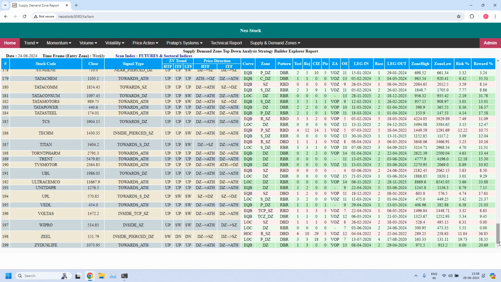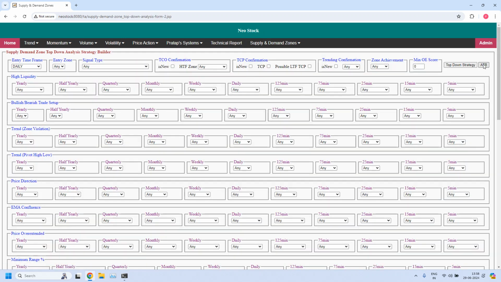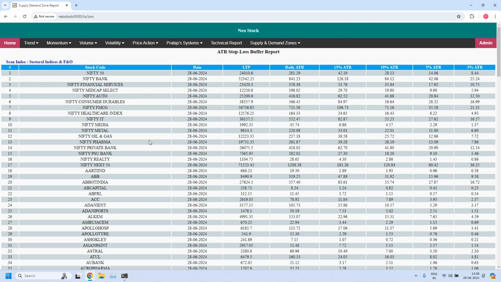So this is about weekly zones, and in the final report let us generate the stop buffers based on daily ATR. As we know, first 17 are sectorial indices, remaining all are equity stocks. I keep on scrolling the list down. Whichever the stock you want to refer, there you please pause the video.